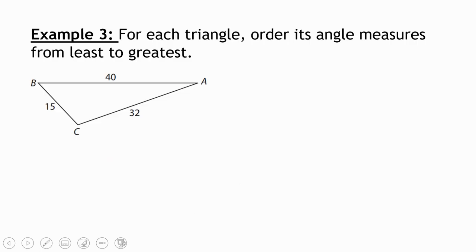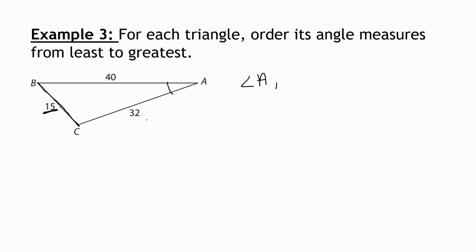So let's look at an example. For each triangle, order its angle measures from least to greatest. Again, this number 15 corresponds to the angle across from it. So basically, what angle isn't touching this line? Right now I'm touching B and C, so the angle it corresponds to is angle A. And since 15 is the smallest side, angle A is going to be the smallest angle.